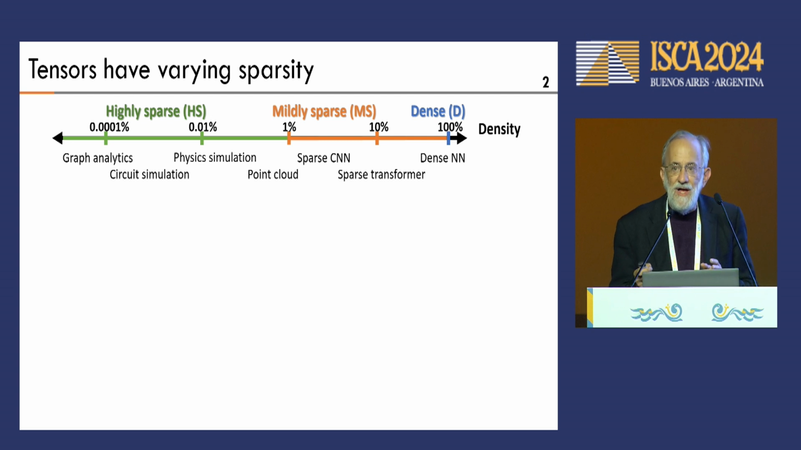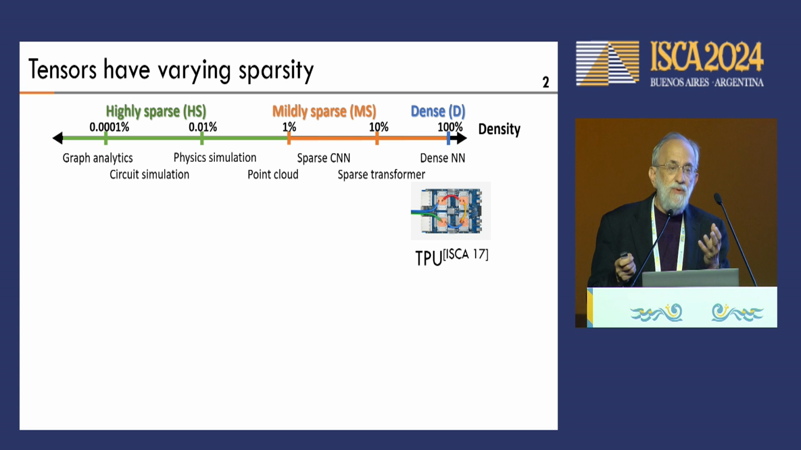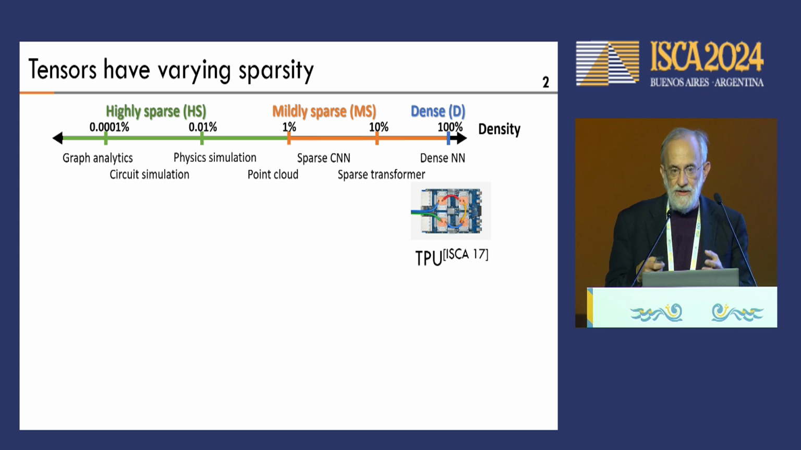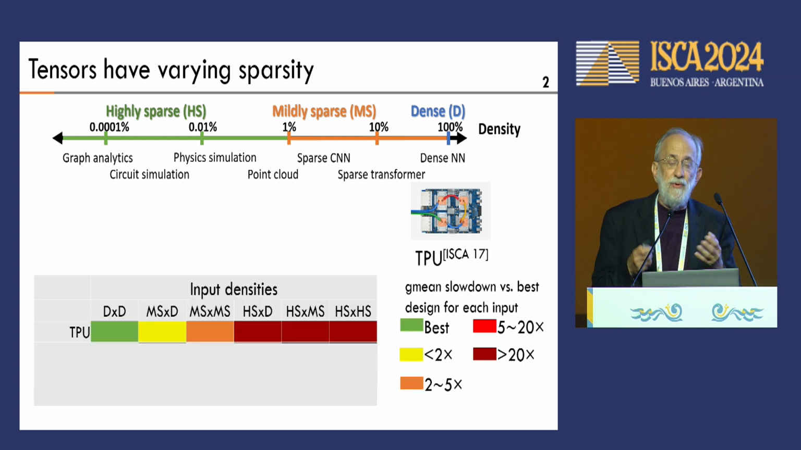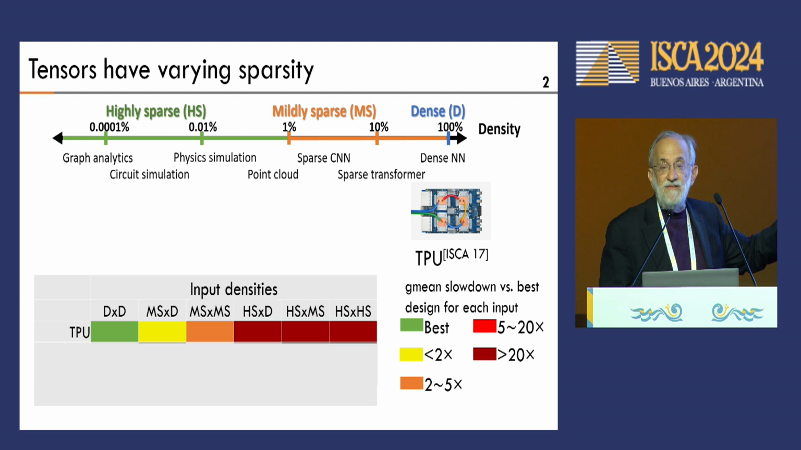Now, this is obviously not the first matrix multiply engine, so we're going to look at a few of the existing matrix times matrix multiply engines, starting with the TPU. The TPU is designed for handling dense data. If we look at its performance across a variety of workloads, we represent these as D for dense, MS for mildly sparse, and HS for highly sparse. We can think of a workload as being a combination of those levels of sparsity.